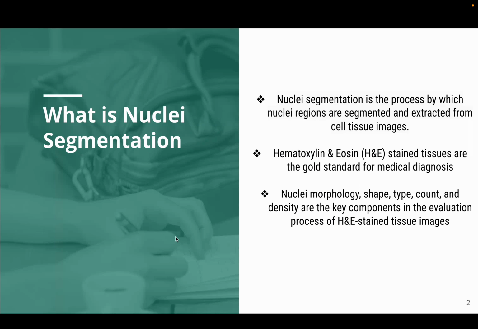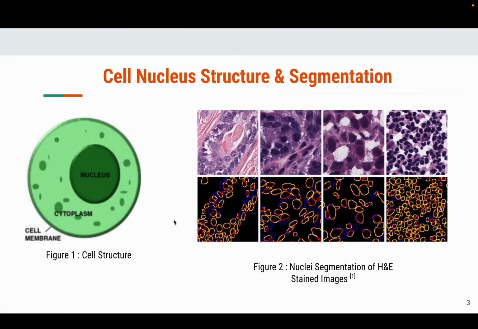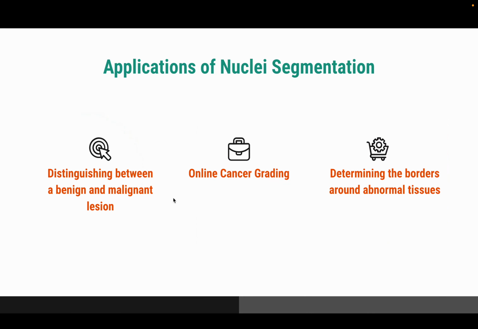So first of all, I would like to start off by briefly explaining what nuclei segmentation is. Nuclei segmentation is a process by which we segment and identify the regions containing nuclei in cell images. These are some examples of cells and nuclei in tissue samples. Nuclear segmentation has a range of applications: distinguishing between benign and malignant lesions, online cancer grading, determining borders around abnormal tissues.